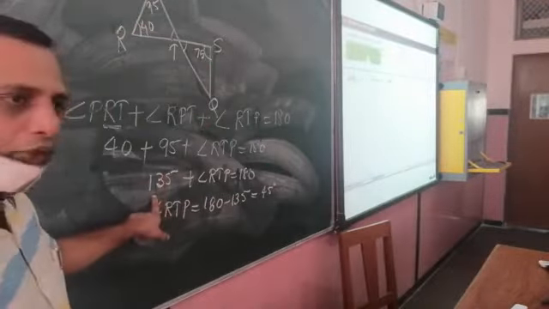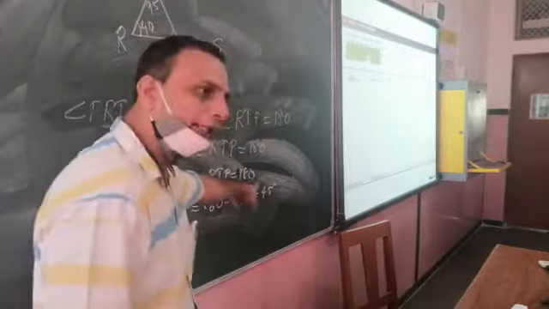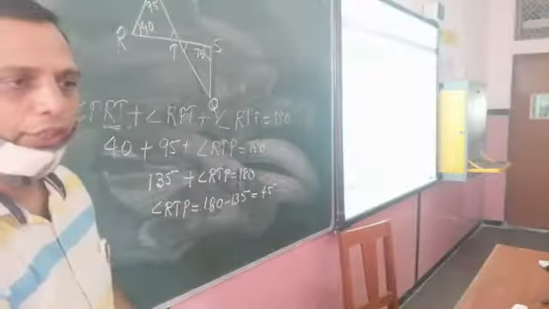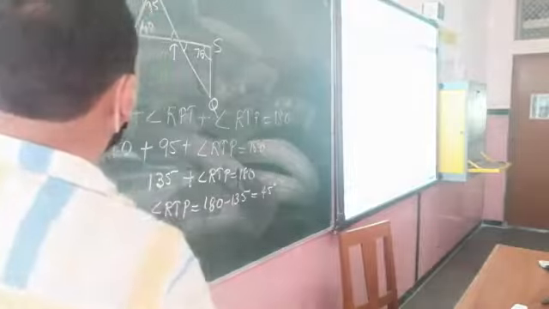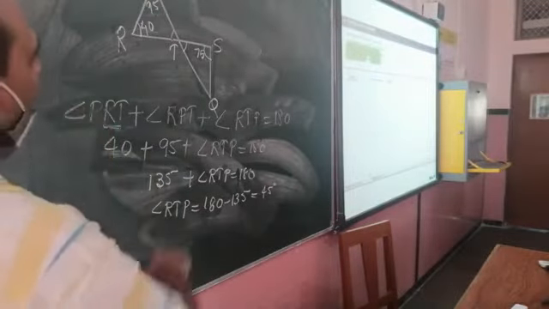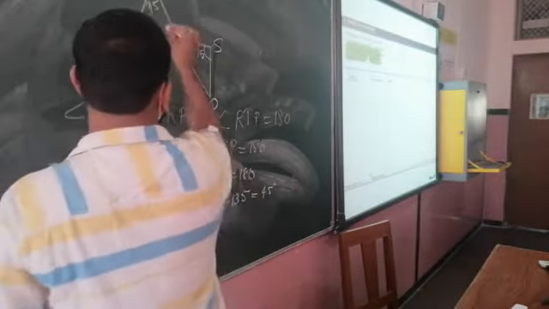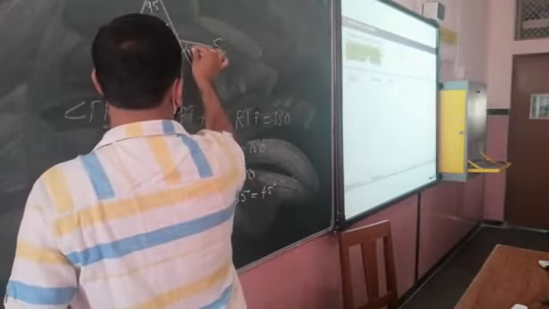So adding these two we got 135. So here we got 180. 180 we transfer to this side and it becomes 45. Now what will we do? Now we can do one thing. This angle we got how much? This is 45. This is also 45.